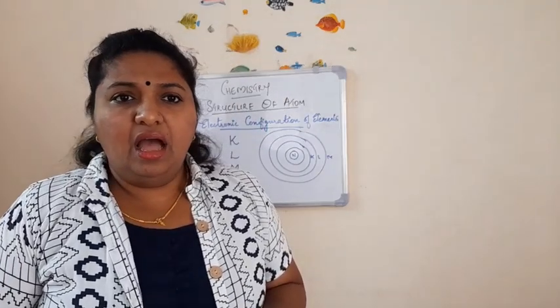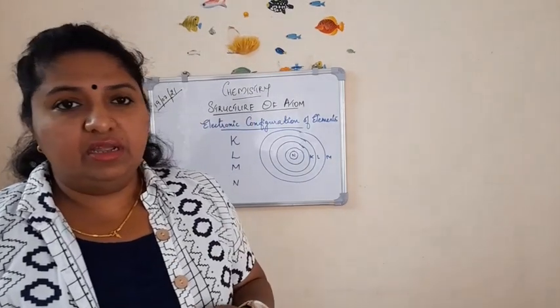Good morning, children. We are continuing with the chapter Structure of Atom. In the last class, we studied atomic number, mass number, how the number of protons and electrons are related to the atomic number, and also how to find the mass number, and how to find the number of neutrons when atomic number and mass number are given. So, I think all my students are clear about it.